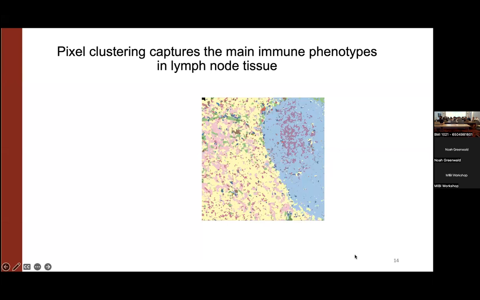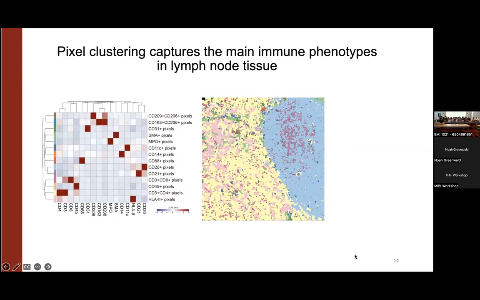So this is what the pixel cluster overlay looks like of that image. Here, every color corresponds to a different pixel cluster, and hopefully you can appreciate that we're able to capture the major structural features of the tissue. And so I'm going to be showing you a lot of these heat maps throughout the presentation, and they just tell you what the pixel clusters that you're actually looking at are.